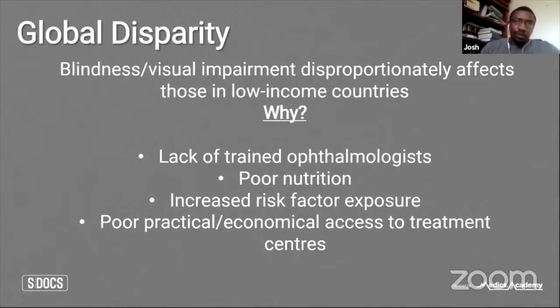And also in some of these countries or areas, the demographics are such that there can be poor practical access to treatment centres, more rural communities, less infrastructure access for them to get to urban areas where the treatment centres might be, and or economical access to treatment centres, which may cost money to see an optician or see the ophthalmologist, and that may be a barrier for people to get treatment, which may later on progress to blindness or full visual impairment.